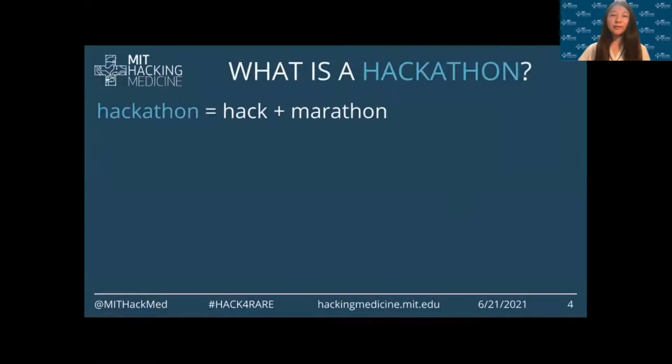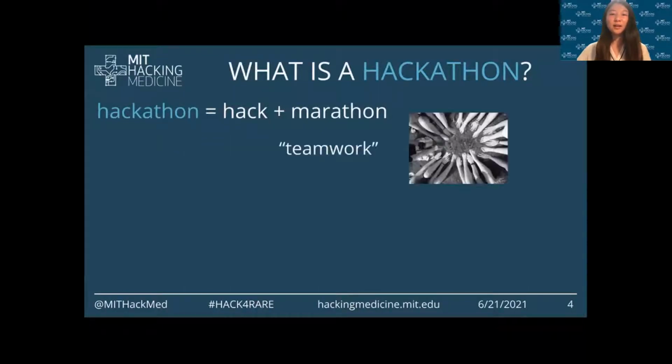Now, I'm sure most of you are familiar with the word hackathon, which is what you get when you put the words hack and marathon together. For us, it's what happens when you put a bunch of really smart people in a room together, virtually in this case, and you get them to try and solve a problem. It's going to consist of a lot of teamwork, a lot of innovation and entrepreneurship, and as the name suggests, it's literally a hacking marathon, so it's going to be intense.